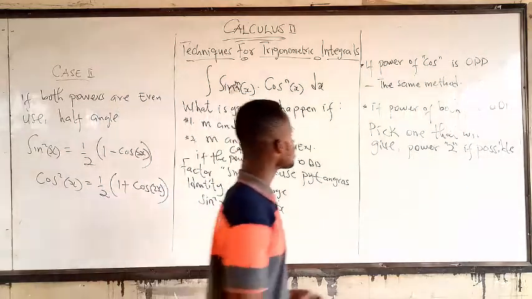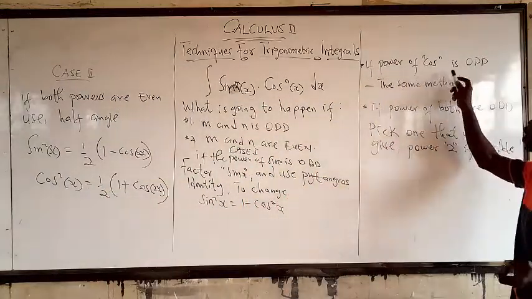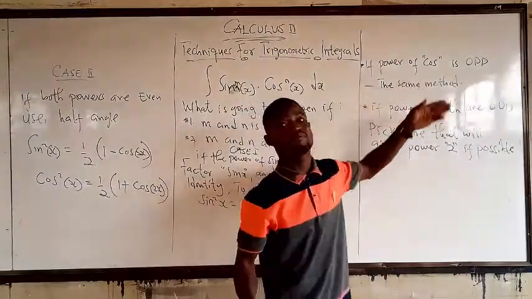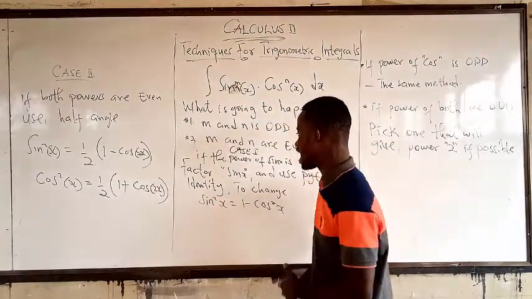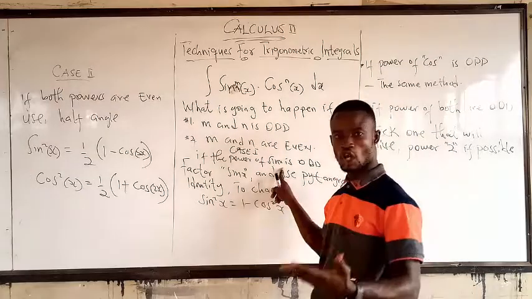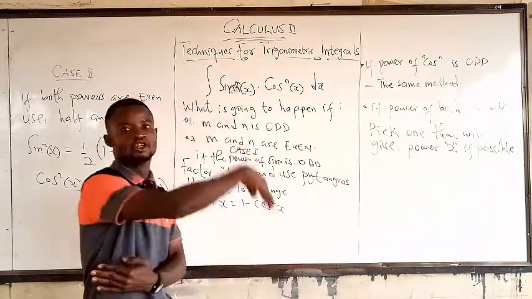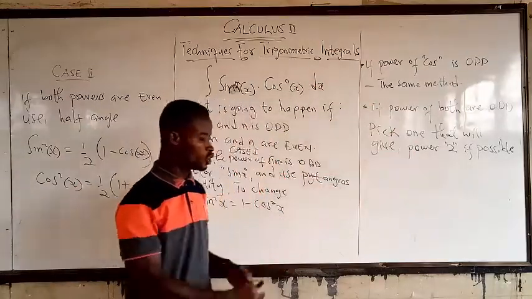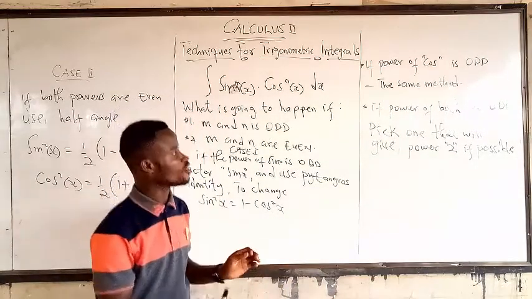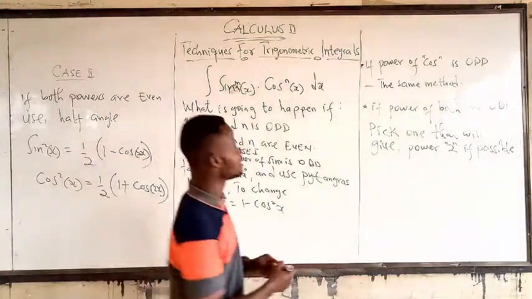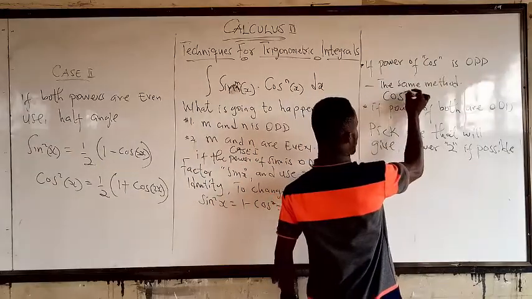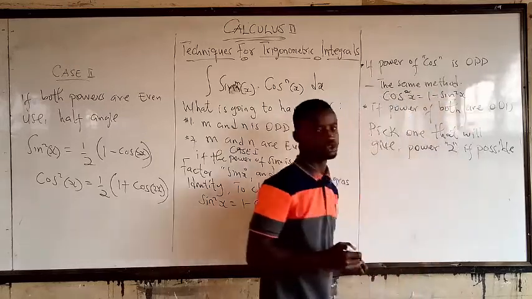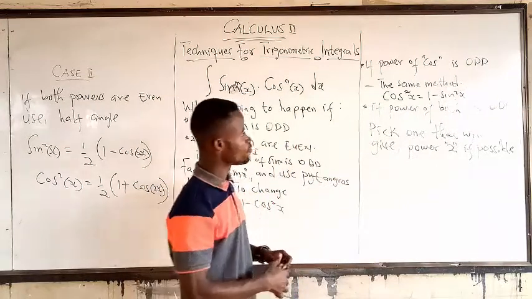Now, what if the power of cos is odd? There is no problem. It's the same method. We are saying that if the power of sine is odd, factor sine out so that you can do the substitution of the Pythagorean identity. In the same way, if the power of cos is odd, you do the same thing so that you can do the substitution of the Pythagorean identity, and that is going to be cos squared x equals 1 minus sine squared x. So you do this substitution inside of it. Very good.